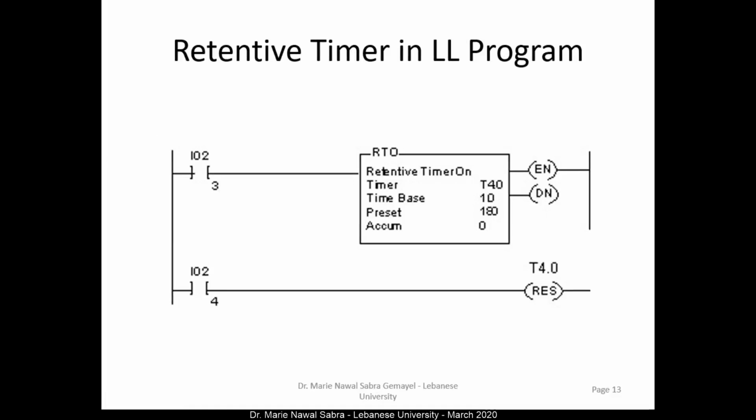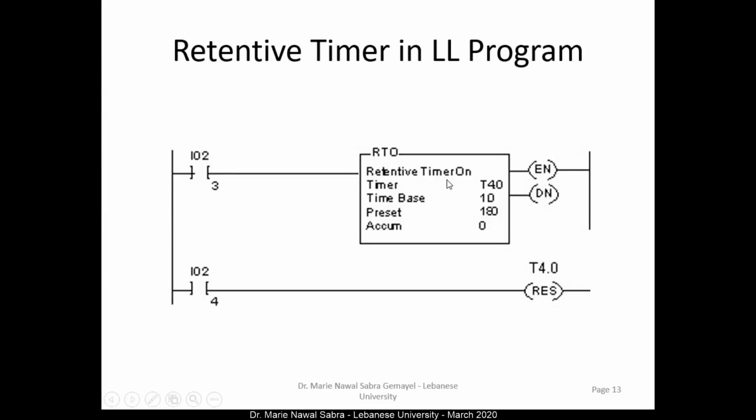The retentive timer, on the other hand, is a timer that memorizes the value of the accumulated. So whenever an enable goes on and then goes back up very quickly, the value in the accumulated here doesn't go to 0, doesn't reset. So it needs an external reset whenever you want to reset it.